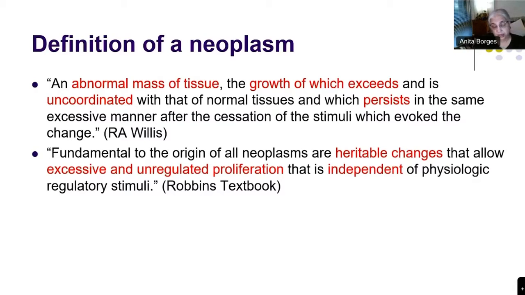That means one cell, when it divides, gives rise to two cells, and those two cells inherit what the original cell had. So if there was something abnormal in the genome, its progeny will inherit it. And there you see excessive again, and unregulated proliferation that is independent of physiologic regulatory stimuli. So let me ask again, is everybody happy with this definition, or does somebody disagree?